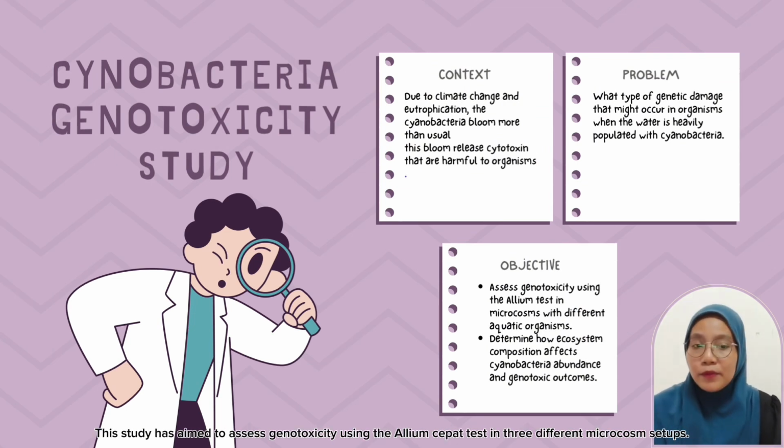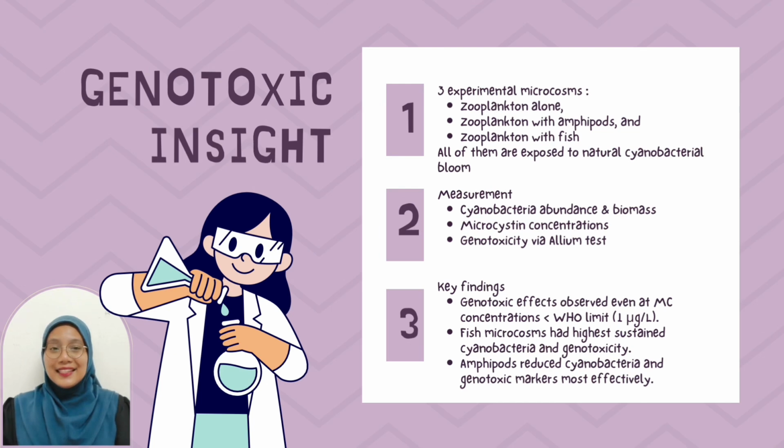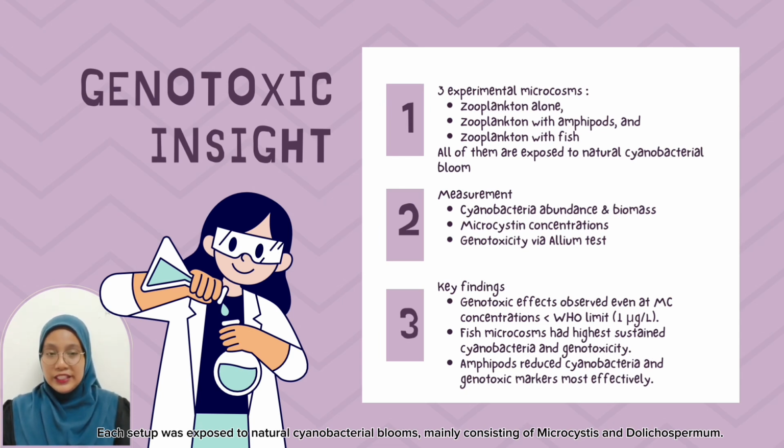This study aimed to assess genotoxicity using the Allium cepa test in 3 different microcosm setups. It also explored how the presence of different organisms influences the cyanobacteria abundance and the extent of the DNA damage. The study designed 3 experimental microcosms: zooplankton only, zooplankton with amphipod, and zooplankton with fish. Each of these setups was exposed to a natural cyanobacterial bloom, which mainly consists of Microcystis and Dolichospermum.